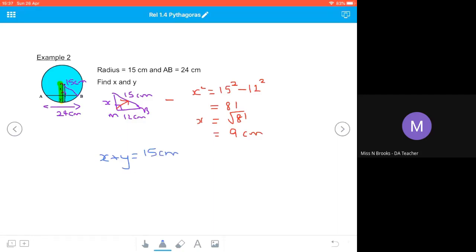Now I've just worked out what x is, that's 9, so I can substitute that in. 9 plus y is going to equal 15. I need to take away 9 from both sides, and that gives me a y value of 6 centimeters. And so to answer the question, x equals 9 centimeters and y equals 6 centimeters.